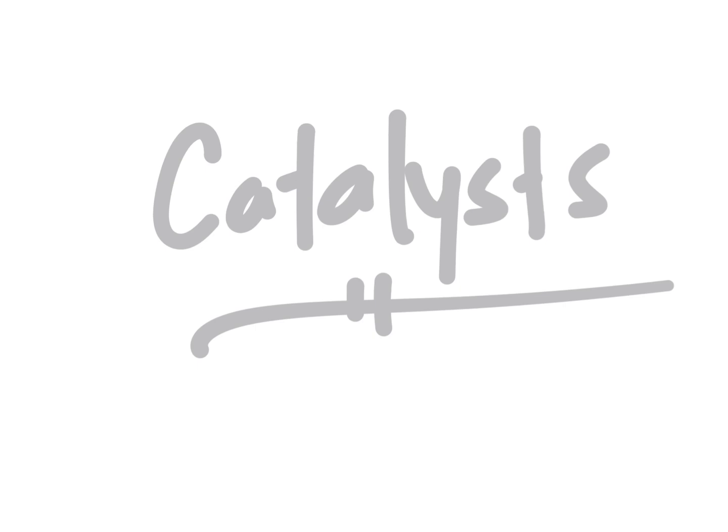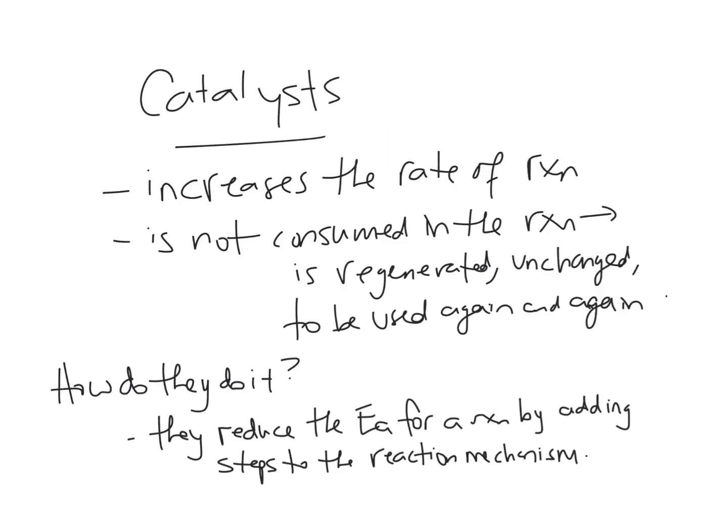This video will be about catalysts and how they can increase the rate of reaction. Okay, so we should know from previous experience that catalysts increase the rate of reaction and that they're not consumed in a reaction. Instead, they are regenerated unchanged to be used again and again. But the question now, and what this is going to focus on, is how do they do this? How do they actually affect an increase in rate on a reaction?